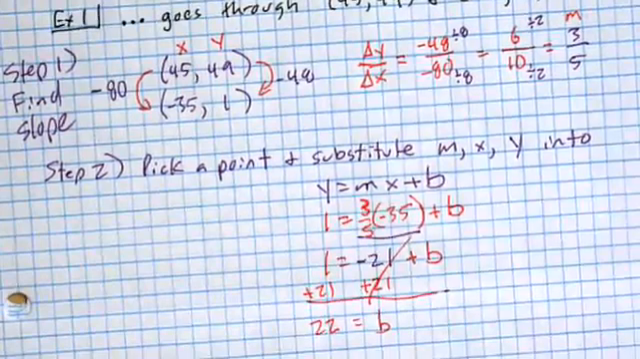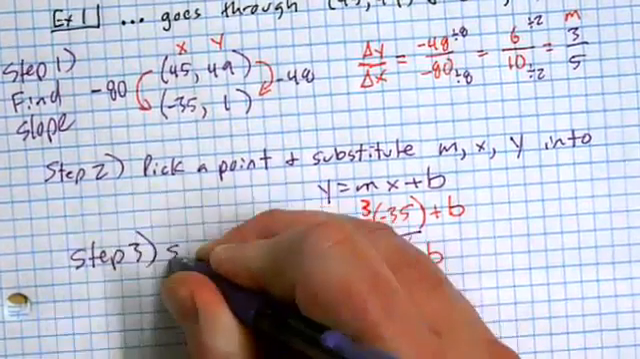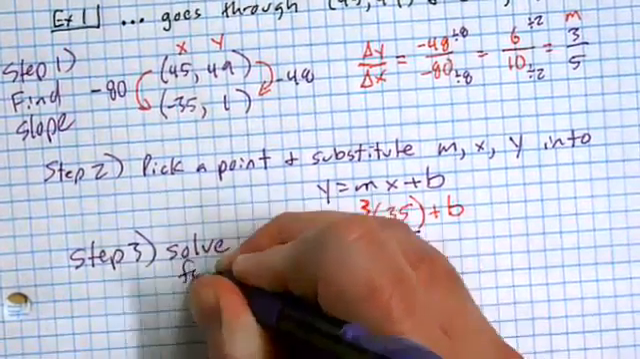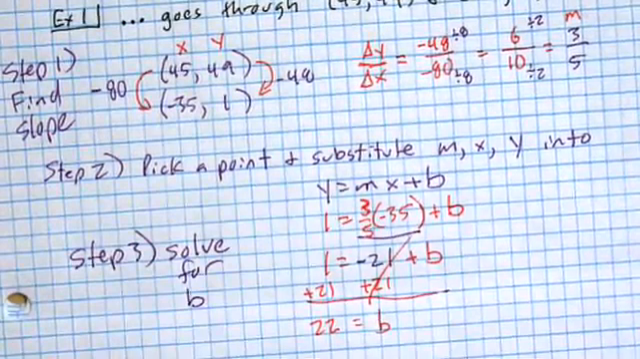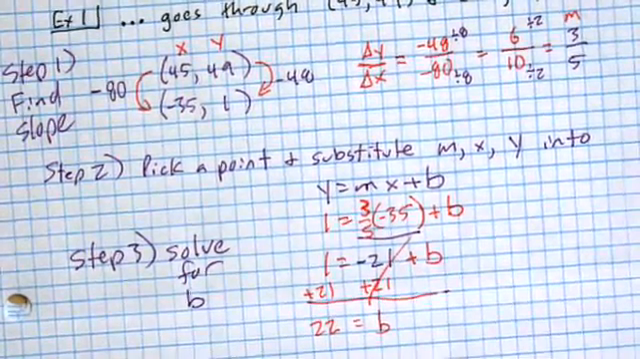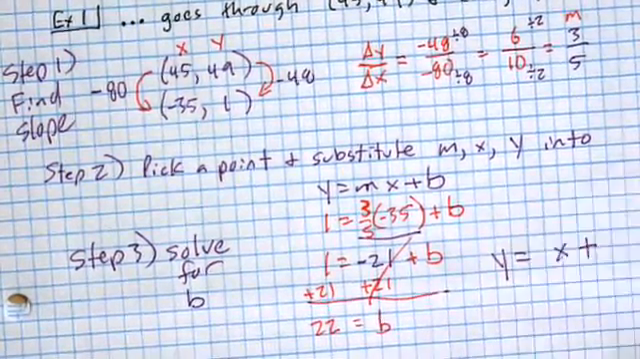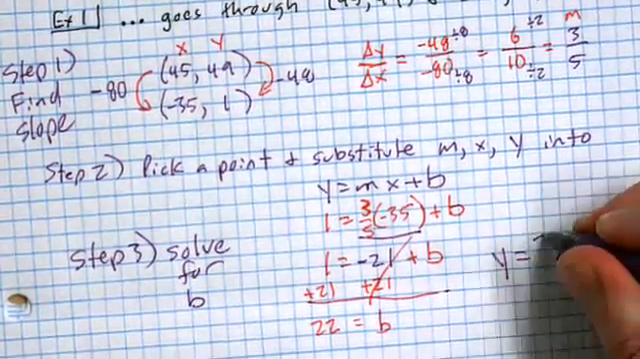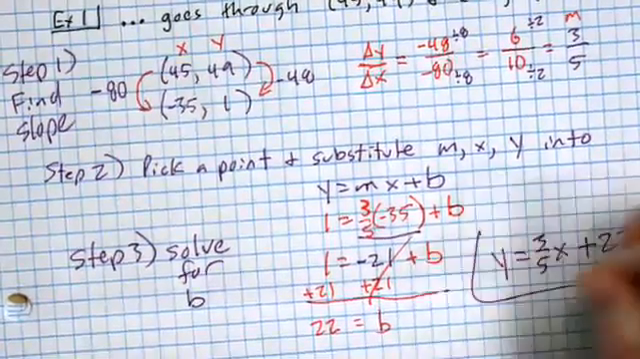We have just finished step 3. We should probably write down what step 3 is. Solve for b. Now we're done. We just need to write down the final answer. What's my final answer? It's y equals something x plus something. You got it. y equals 3/5 x plus 22, and we're done.